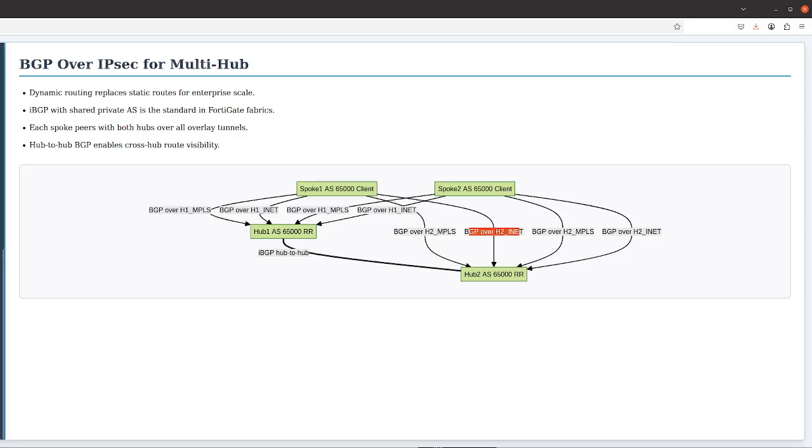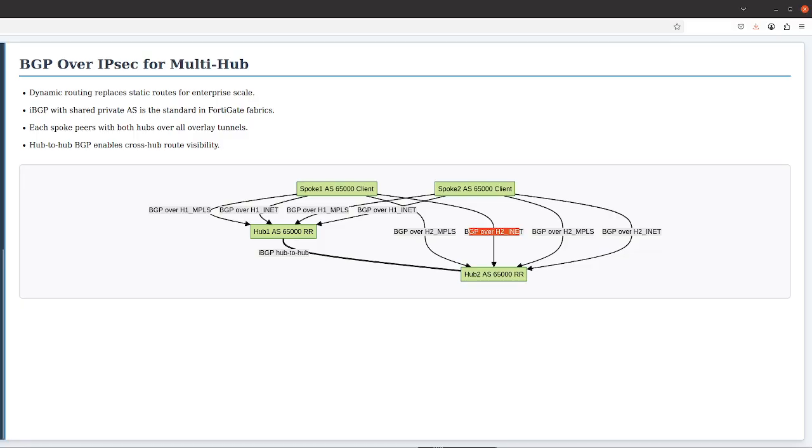The IBGP session between hub 1 and hub 2 is also visible. This hub-to-hub BGP session is what enables cross-hub routing, meaning hub 1 can learn about prefixes connected to hub 2 and vice versa. Without this session, spokes connected only to hub 1 would have no visibility into hub 2 services, and you would not have a unified enterprise routing domain.